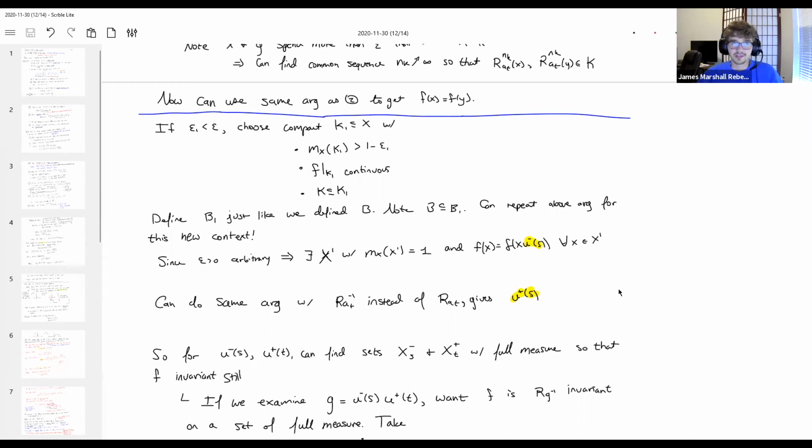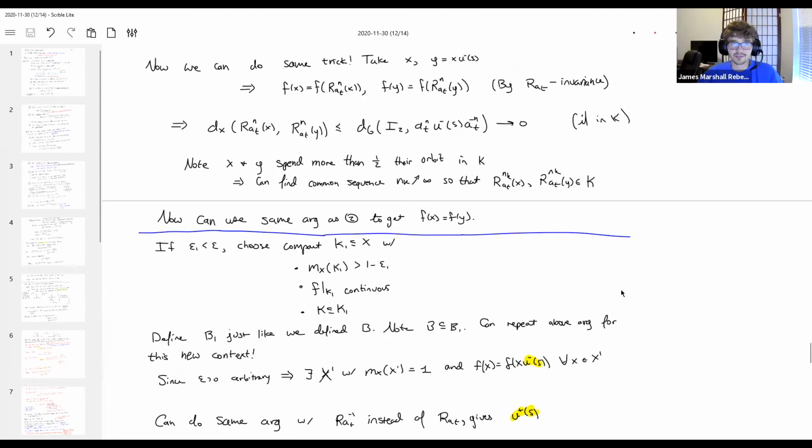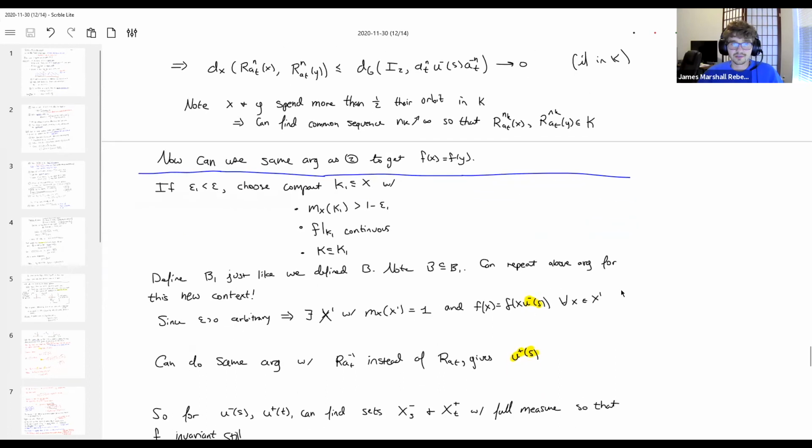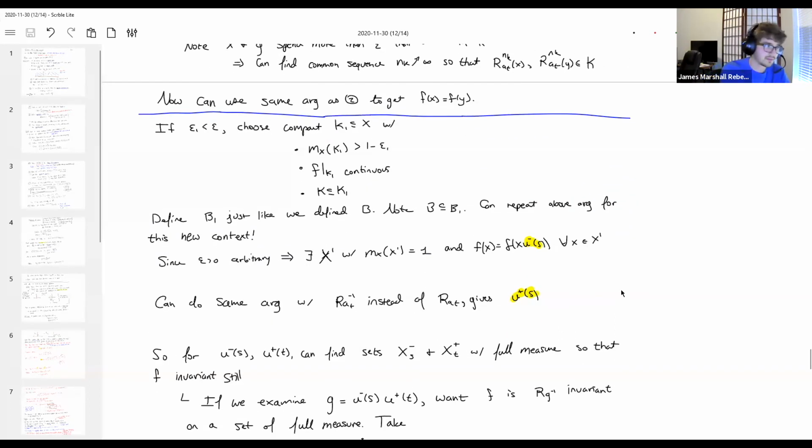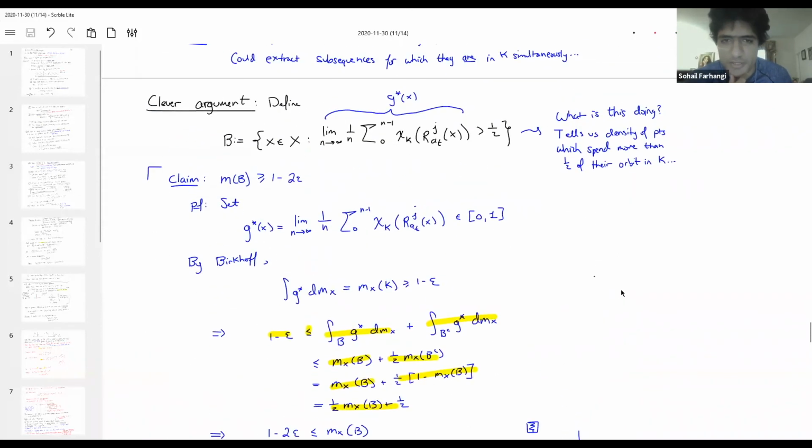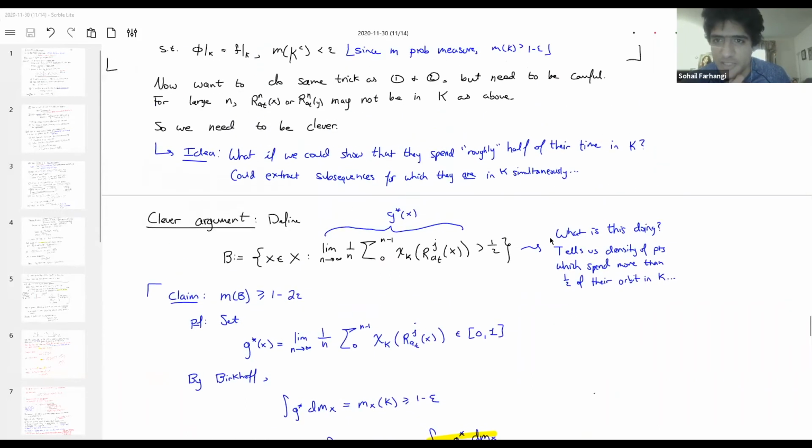So I guess any questions on the clever application of Birkhoff and the extension? Yeah, can you go back to the G star function, which I think is where you first started using Birkhoff? I'm trying to remember. There was something here that I didn't understand. So first off, what is K and why does it have a large measure? Because you're using that its measure is at least 1 minus epsilon.